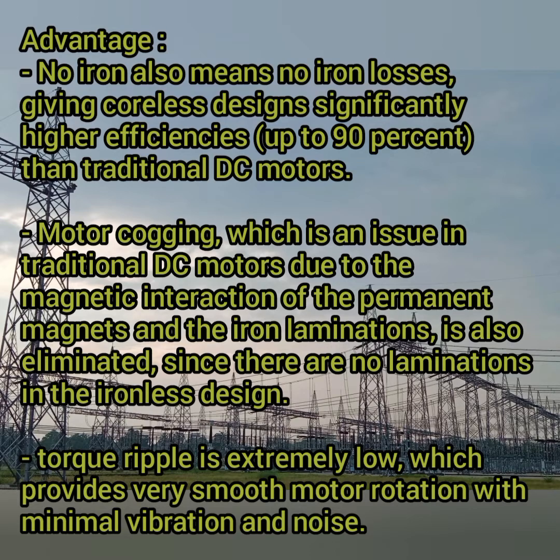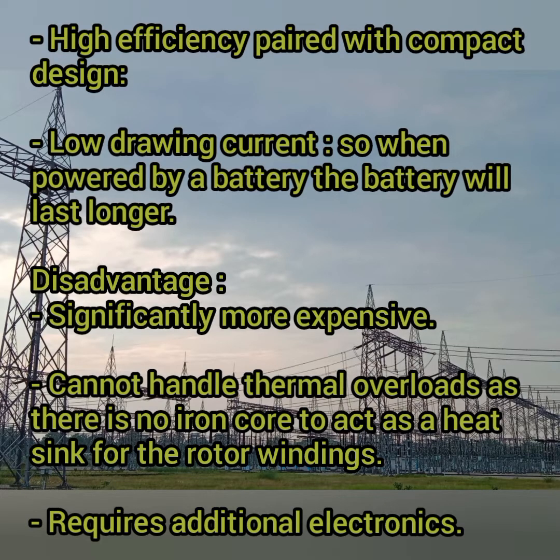Next, torque ripple. The torque ripple is extremely low, which provides a very smooth operation and also minimal vibration and noise in your motor. Next, the efficiency is higher and it is also compact in design, which means it can be of a smaller size. Then low drawing current. So when powered by a battery, the battery will last longer than with normal traditional DC motors.